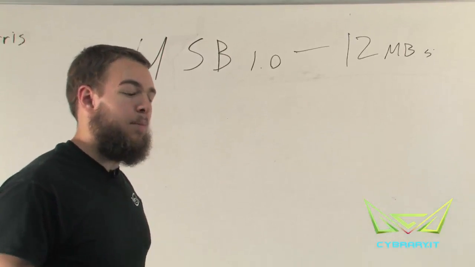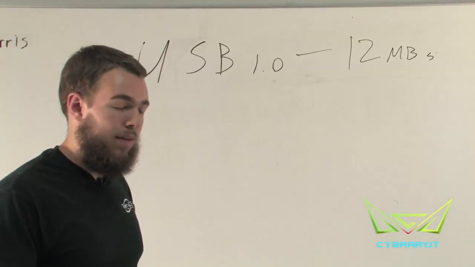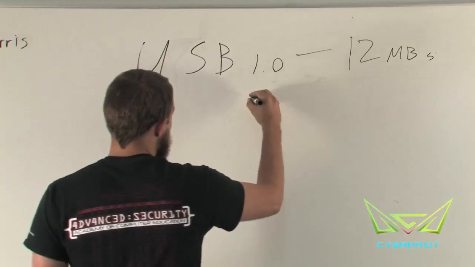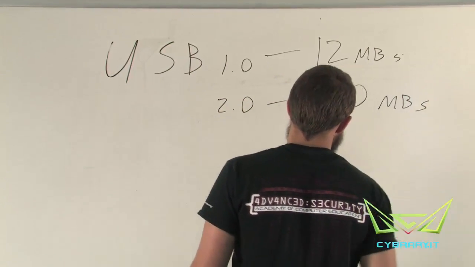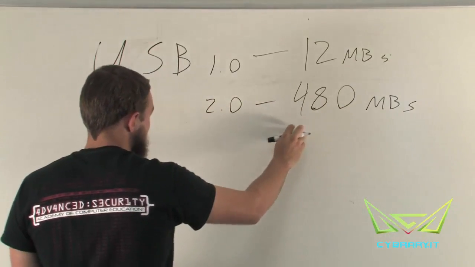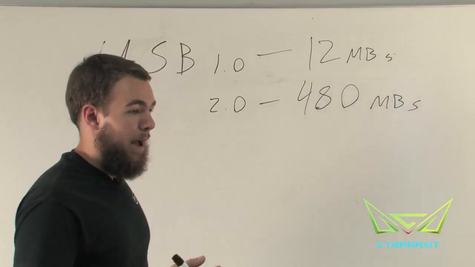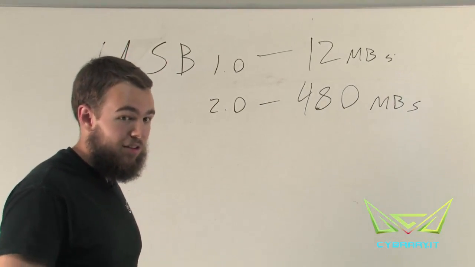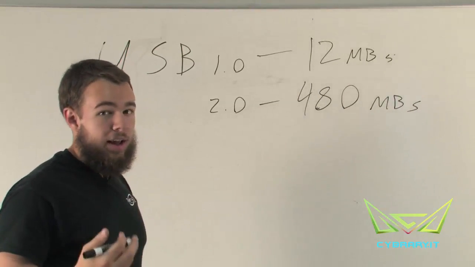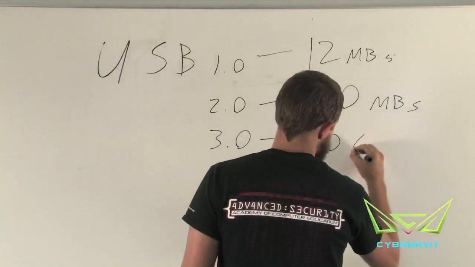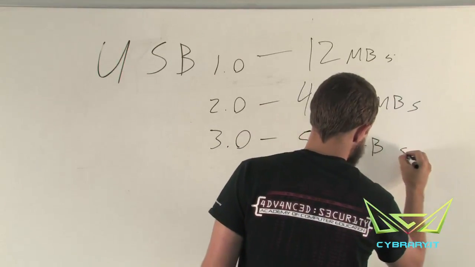So they stepped it up and they did more development and they released USB 2.0. And that actually allowed us a transfer speed up to 480 megabytes per second. This transfer speed is the amount of data that can transfer back between the computer and the device over the connection. And then we're now currently at USB 3.0. We can transfer up to 5 gigabytes a second.